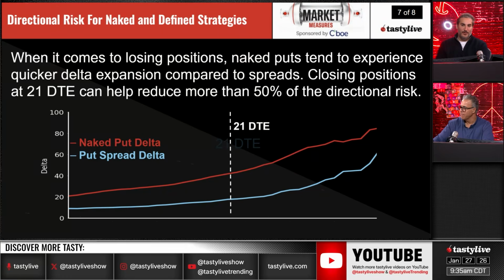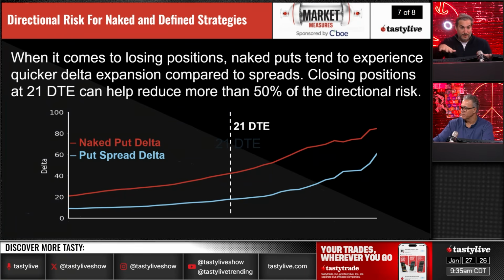And so, going to managing our positions, a reason why we look at managing positions is because the same sort of thing happens with your losing positions. At a certain point, the change of your delta gets a lot greater. You can see after the 21-day mark that it gets a lot steeper in terms of your directional exposure.